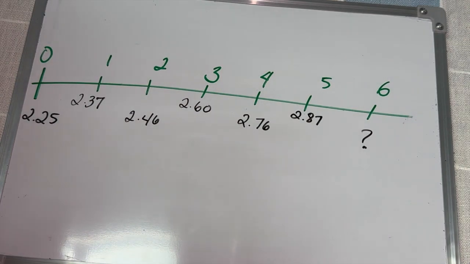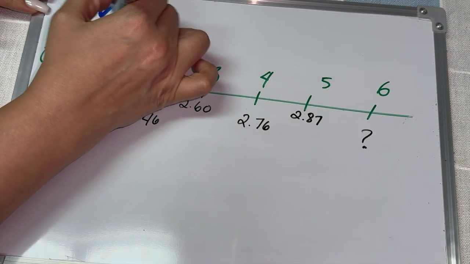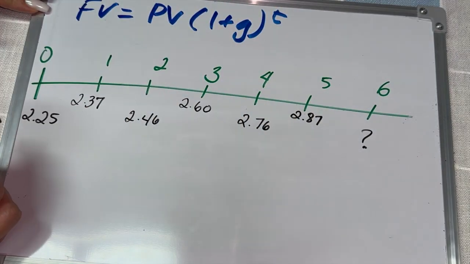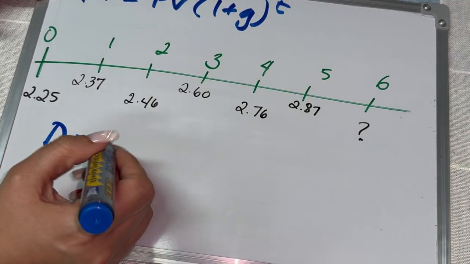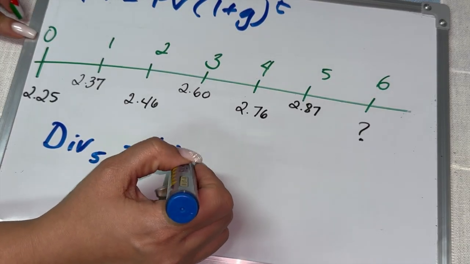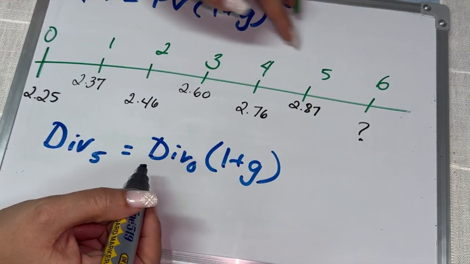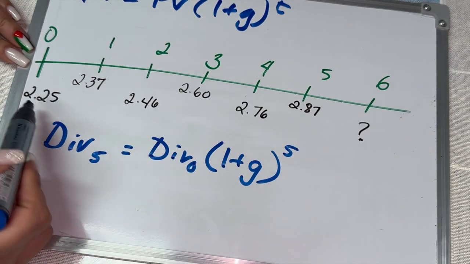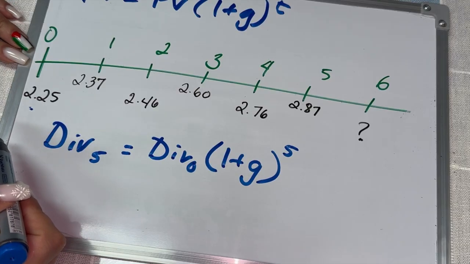So let's do a quick calculation. As a reminder, the formula is FV equals PV times 1 plus G to the T. If I want to do that for the dividends, it's going to be dividend 5 equals dividend 0 times 1 plus G to the 5, because when I discount this to time 0, that's what I'm going to get. Does that make sense?